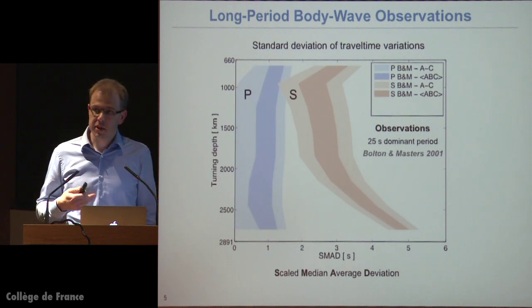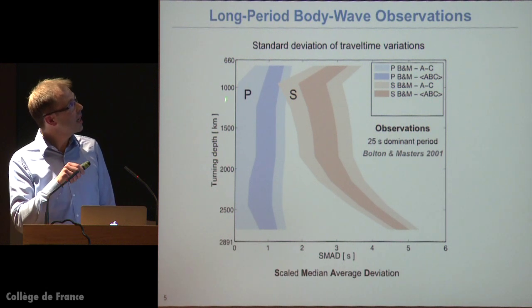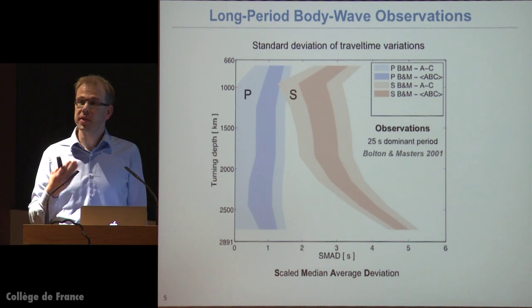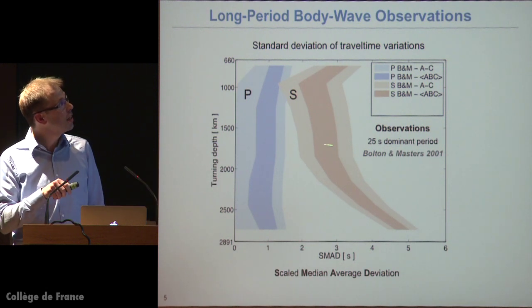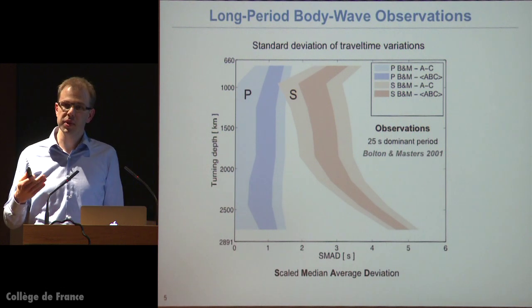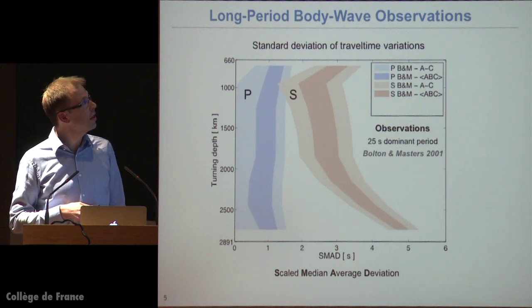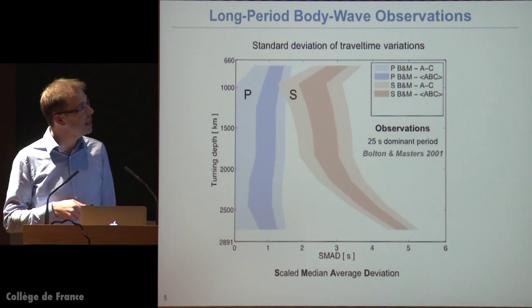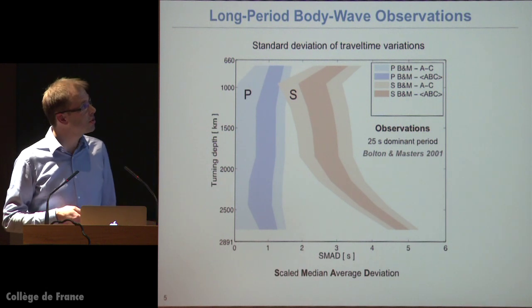But this is rather different for the P waves. So here you see that throughout all of the mantle, as a function of ray turning depth, the standard deviation stays constant and much lower than for the S waves here. And we always get suspicious if we see a different behavior between P and S waves. You will think about chemical heterogeneity immediately here, but we also have to think about the dominant physical processes in the lowermost mantle.